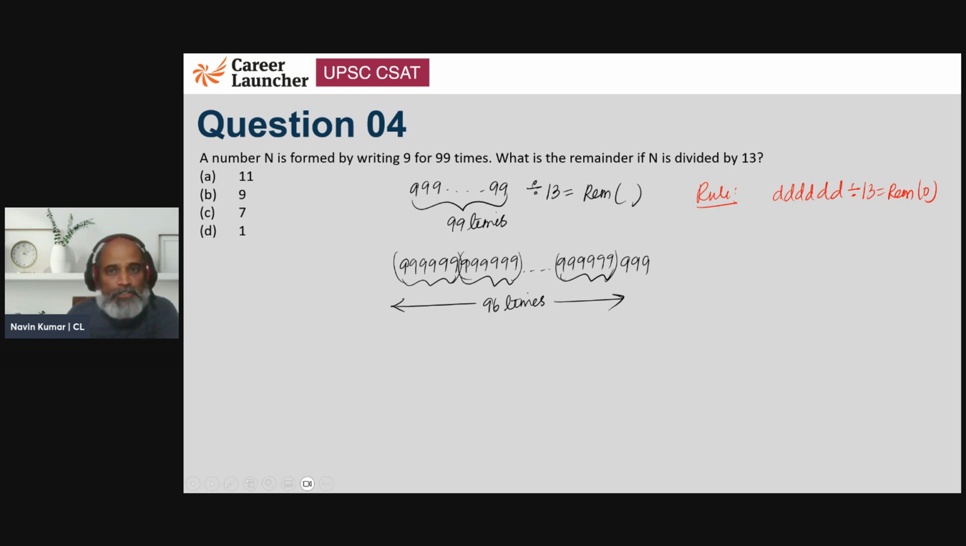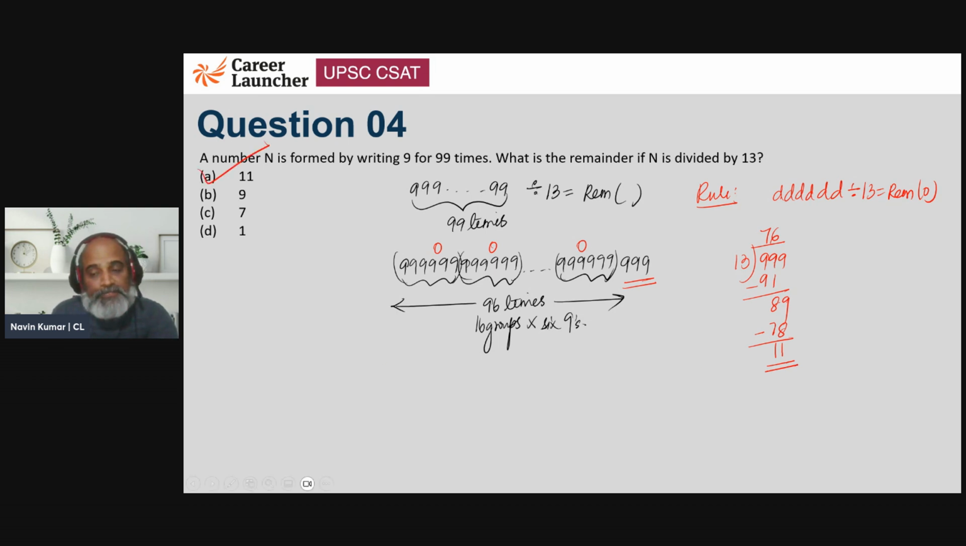6 nines we are going to have. So basically 16 into 6 is 96. So we are saying 16 groups we will have. Sorry, each group will contain 6 nines. So each one is going to give us a remainder of 0. We are left with only 999. So we'll pick only 999 and divide it by 13. So 13 into 7 is 91. So we'll have 89. Then 13 into 6 is 78. 89 minus 78 is 11. So we will get 11 as the answer.